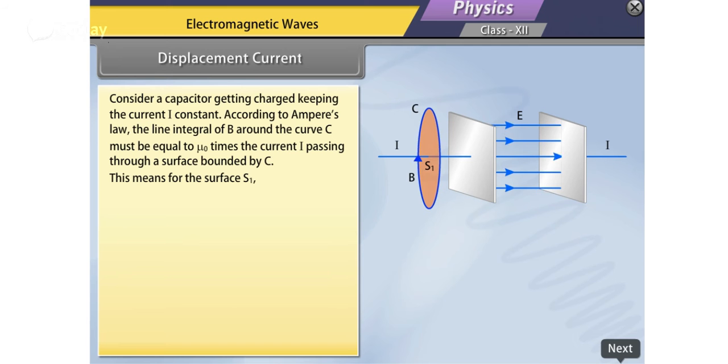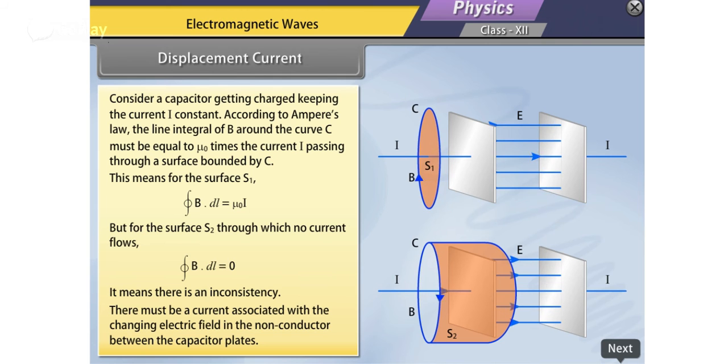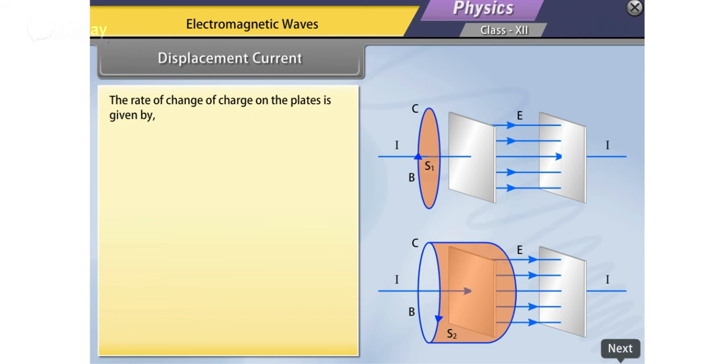This means for the surface S1, the closed integral of B dot dl is equal to mu naught I. But for the surface S2 through which no current flows, the closed integral of B dot dl is equal to 0. It means there is an inconsistency. There must be a current associated with the changing electric field in the non-conductor between the capacitor plates. The rate of change of charge on the plates is given by epsilon naught d upon dt of EA, which is equal to epsilon naught d phi E by dt.